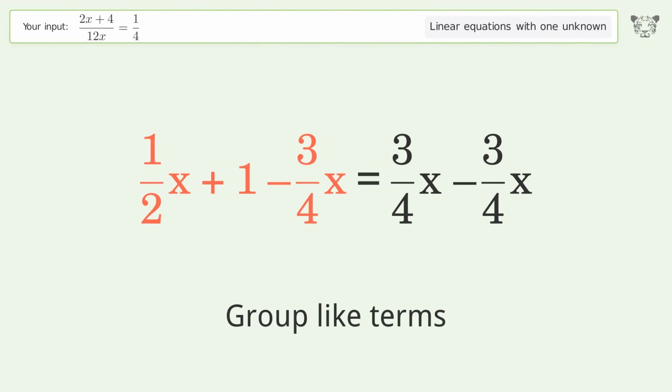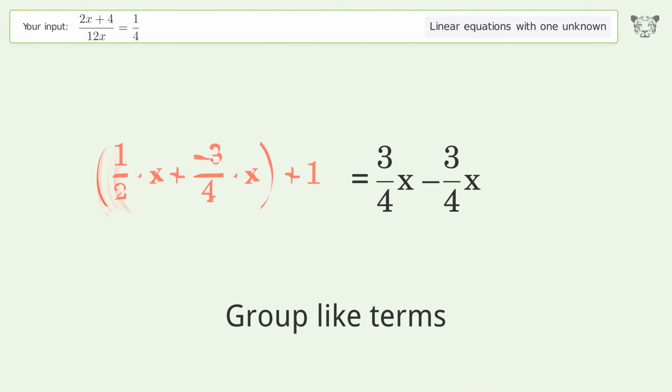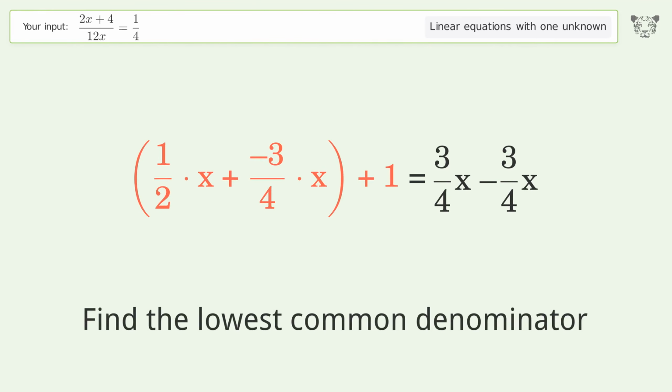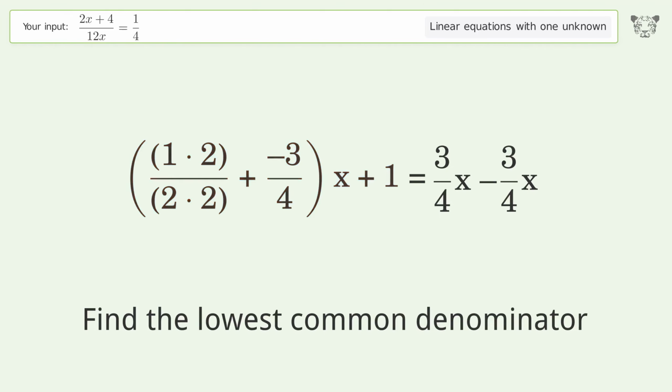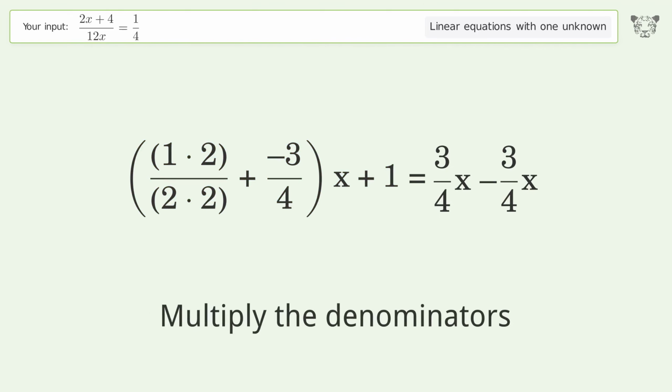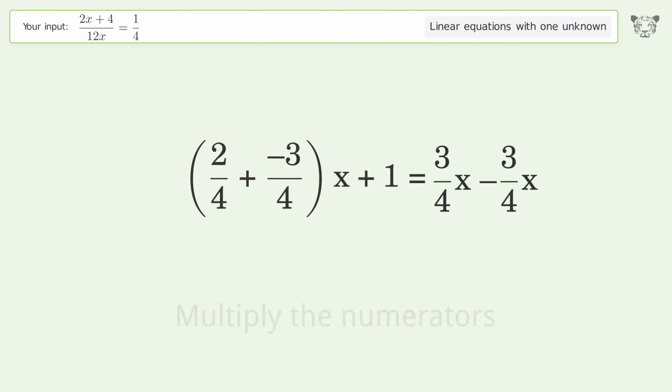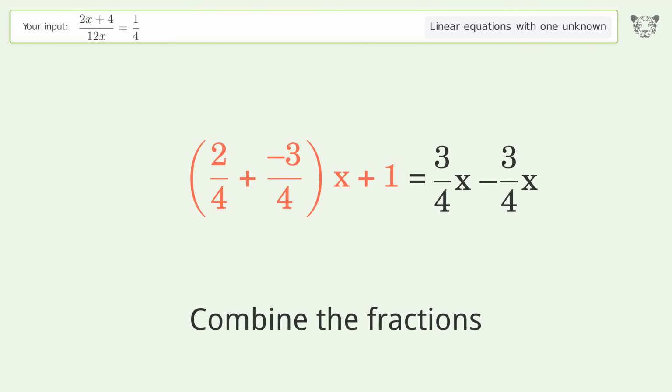Group like terms. Find the lowest common denominator. Multiply the denominators. Multiply the numerators. Combine the fractions.